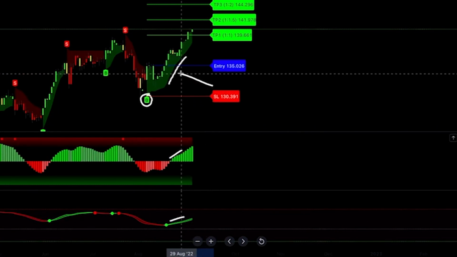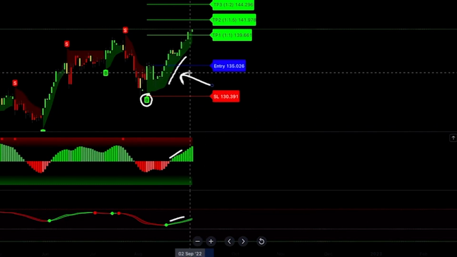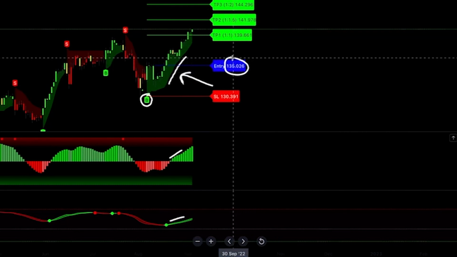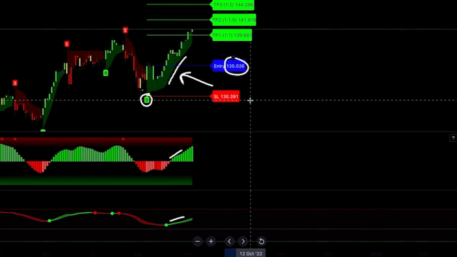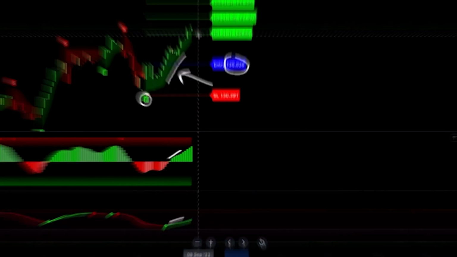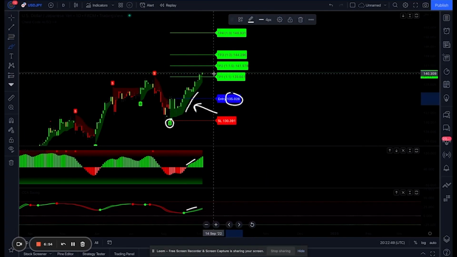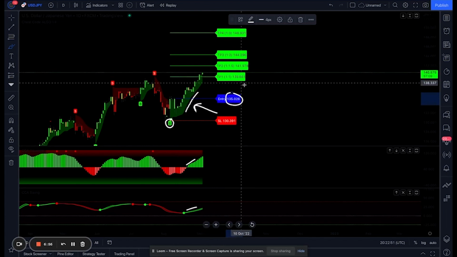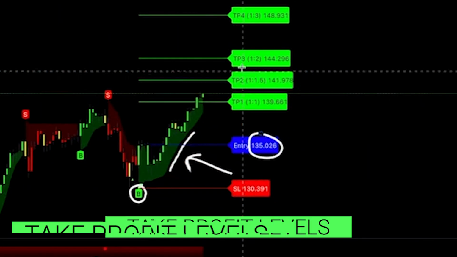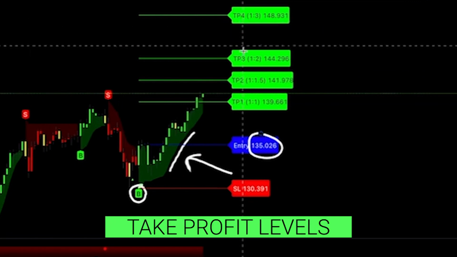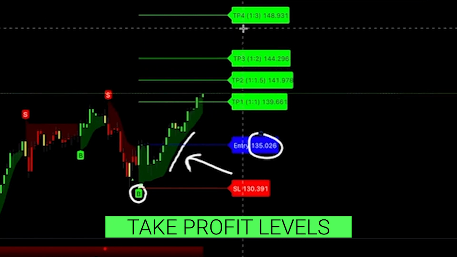So we would have entered right in around this area here. We got an entry signal, it actually tells us exactly where to get in, right here at 135.026. And so this is now trending upwards. We now hit our 4 levels, our 4 take profit points here, right? We have TP1, TP2, TP3, and TP4. These are take profit 1, 2, 3, and 4 levels.